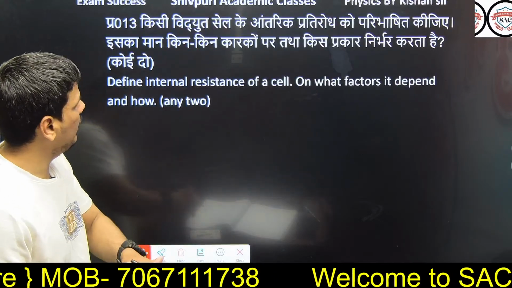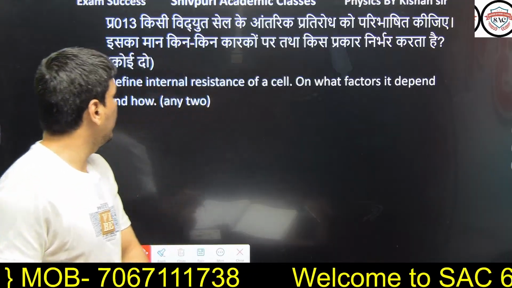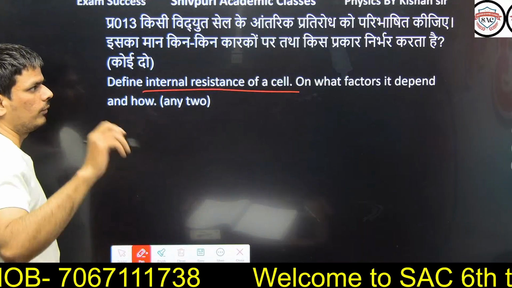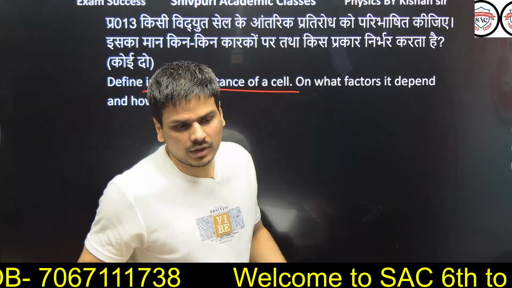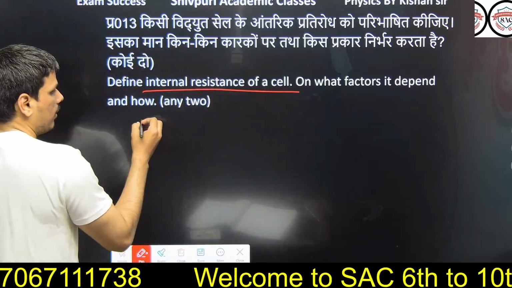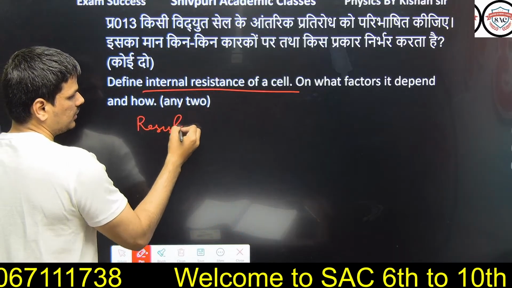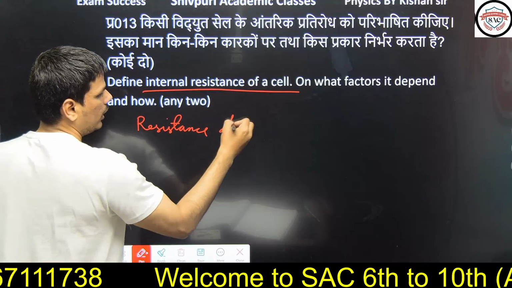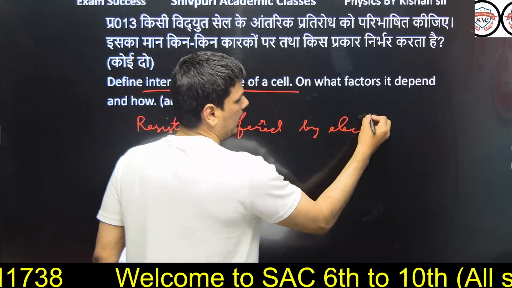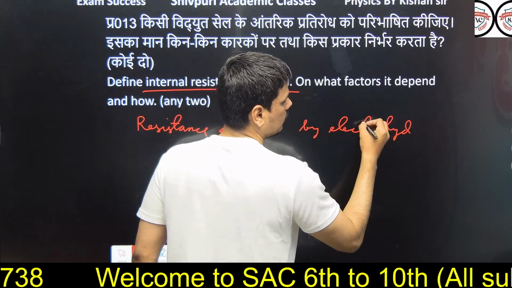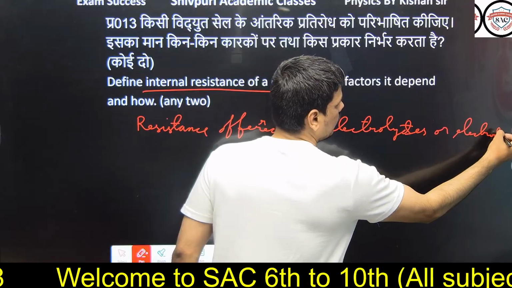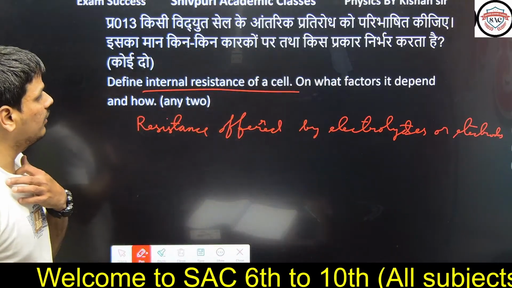Now comes the question: define internal resistance of a cell, on what factors it depends and how. The first thing is the internal resistance of a cell. For the cell, the resistance is offered generally by the electrolytes or the electrodes. Next is what factors it depends on and how.